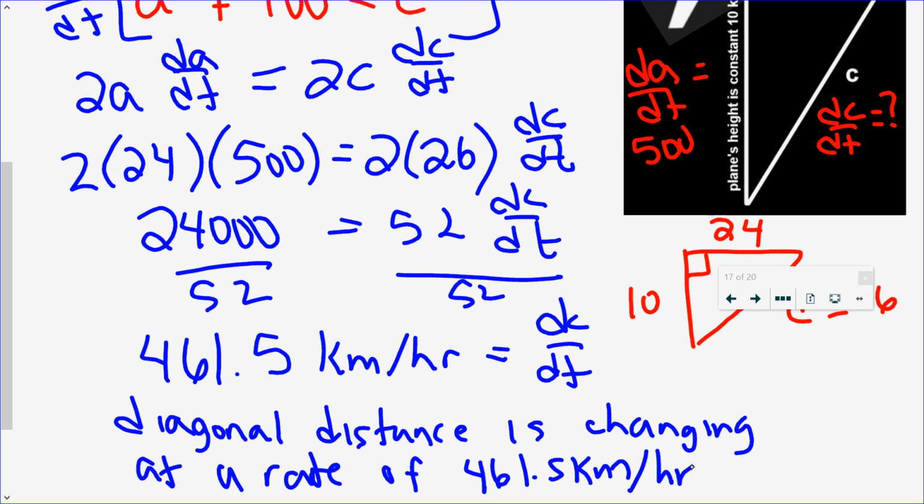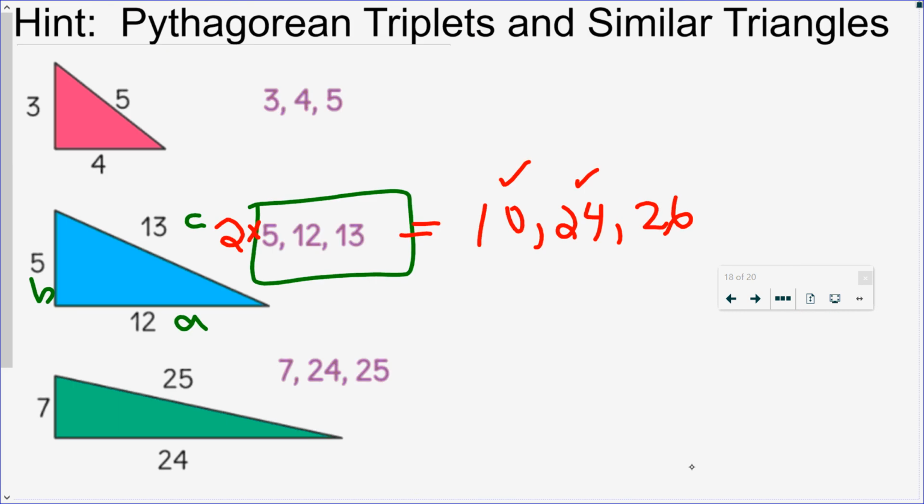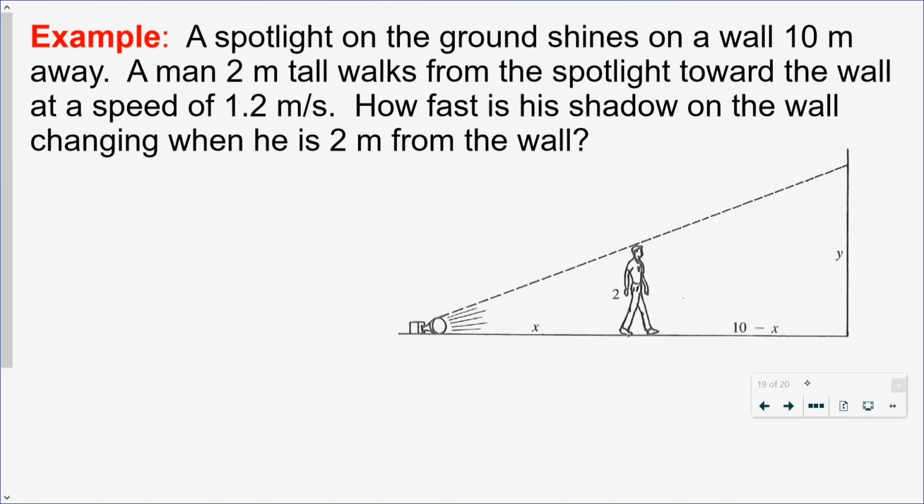Okay, let's look at another question, and one in which we're not going to be using the Pythagorean theorem. And this will be our last one. So in this example here, we have a spotlight that's on the ground, and it's shining on this wall. So here's the wall. There's, of course, the spotlight. And it's shining on a wall 10 meters away. So the distance of the spotlight to the wall is 10 meters.